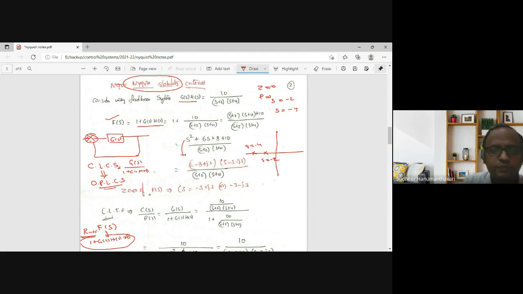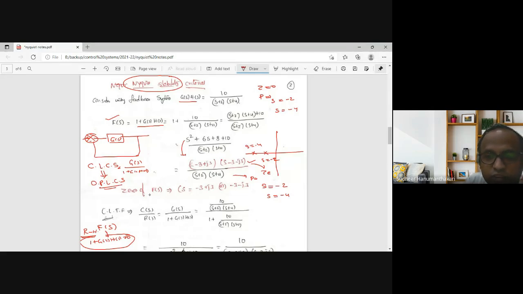Okay, I got these two roots. Now if you carefully observe, what is the numerator? Zeros. What is the denominator? Poles. I can say the poles of F(s) are equal to the open loop poles. What are the poles of F(s)? s = -2, s = -4. I will say the zeros of F(s) are equal to the poles of the closed loop transfer function.